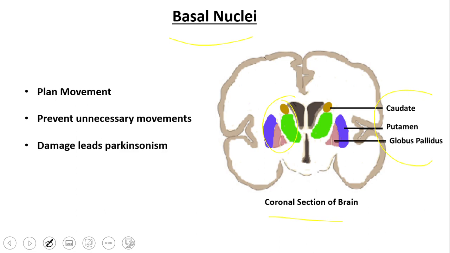That's why in case they are damaged, the Parkinsonism disease happens. So because the basal nuclei are not functioning well anymore, unnecessary movements are not prevented. That's why resting tremors happen as the patient is not moving. So resting tremor belongs to Parkinsonism, and it happens when the basal nuclei are damaged.